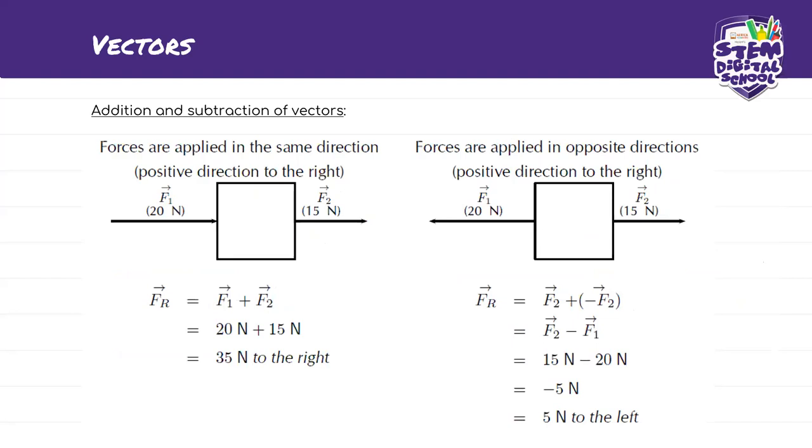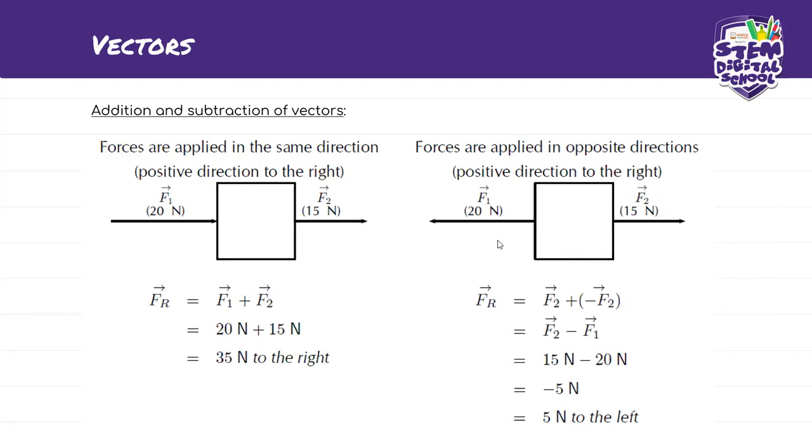So let's see. The forces are applied in the same direction, which is what we have here. Here's our box. Here's you, and here's your friend pulling. So you see, it's a head-to-tail method. So this is the head, this is the tail. Our resultant force is going to be force one plus force two, and that's going to give us 35 Newton to the right, because we chose right as the positive direction.